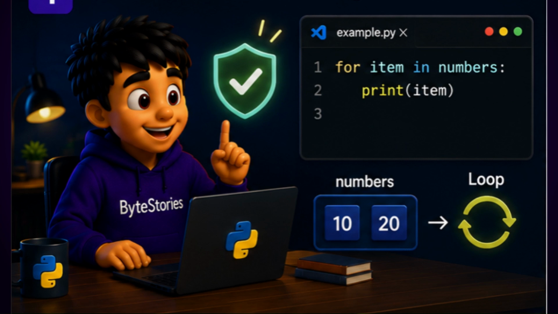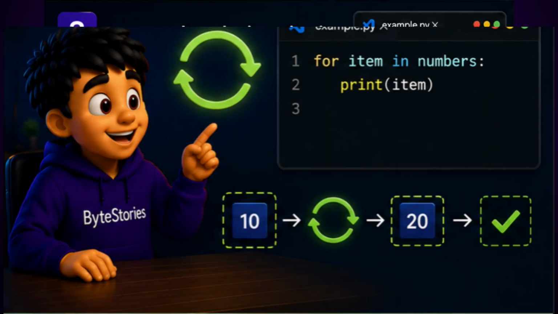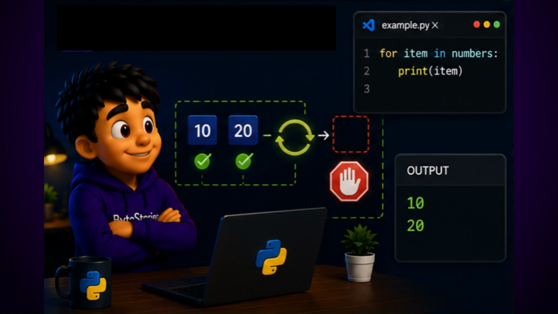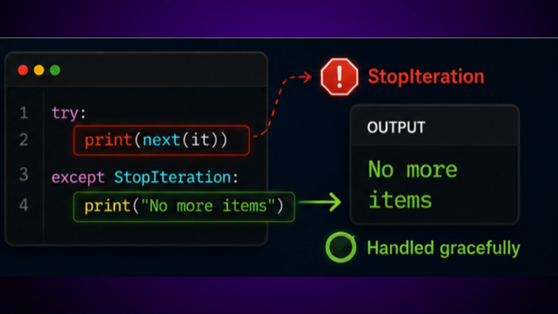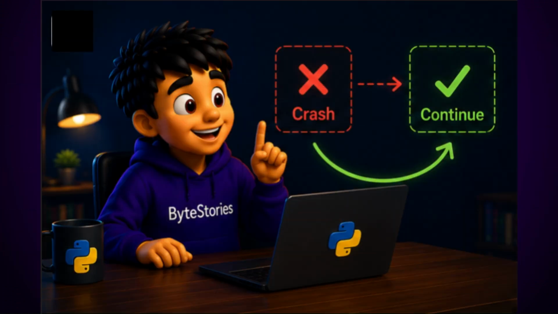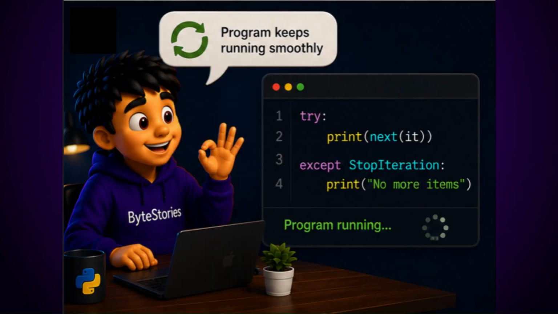The safest solution is using a loop. The loop automatically stops when the iteration is exhausted. Another solution is handling the exception manually. This allows the program to continue running instead of crashing, and it clearly tells us that the iterator has reached the end.